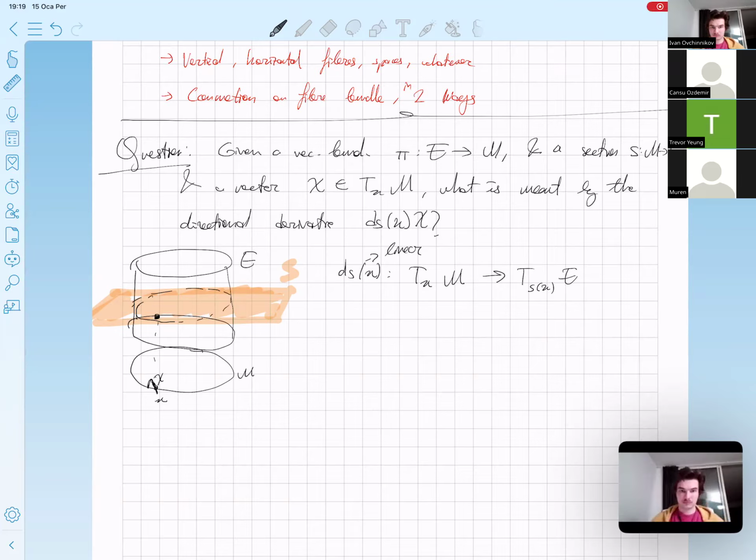So we want to take this big X that's tangent to x in M, and then we wanna send it to something tangent to this point here. So this is S of x. So this means that we're taking tangent vectors to M to tangent vectors to E. So we're looking for something like this.